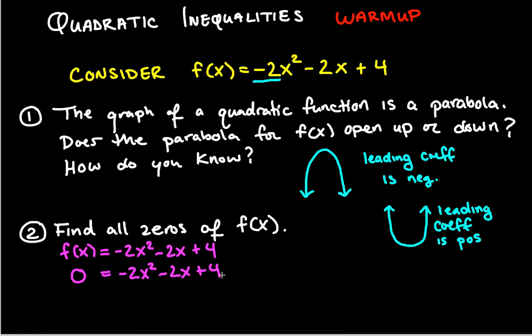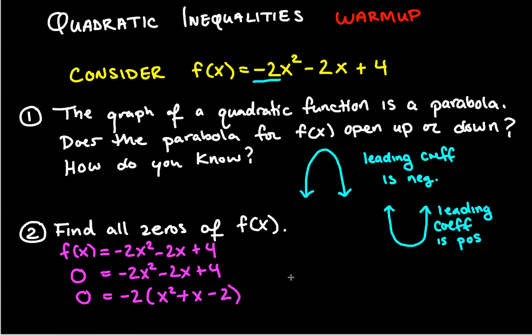So let's just manipulate this guy a little bit to make it a little bit more manageable for us to deal with. So we see that there's a factor of 2 in each of -2, -2, and 4. So we're going to not only factor out 2, we're going to factor out -2 to make the leading coefficient equal to 1. That always makes it a little bit easier. So 0 equals -2 is factored out. We're left with x squared plus x minus 2.